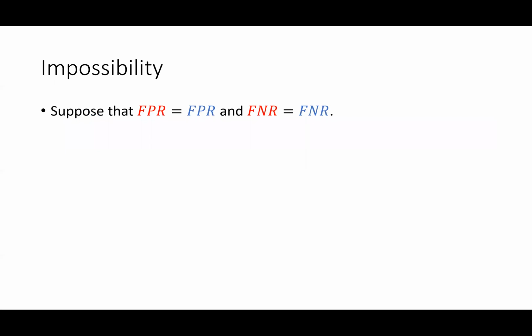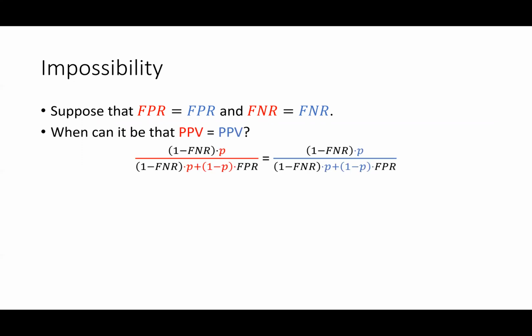And so suppose I've got 2 groups, a red group and a blue group. And suppose I've told you that the false positive rates are equal across these 2 groups and the false negative rates are equal across these 2 groups. We want to ask, when can it be that the positive predictive value is also equal across these 2 groups?